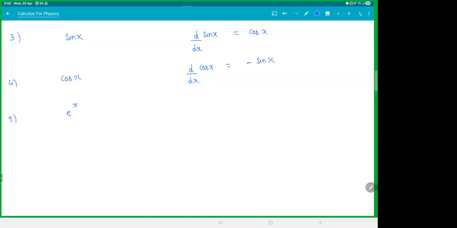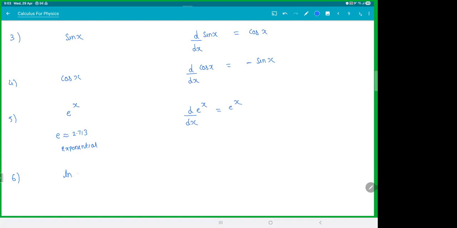e power x. This is a very important function. Just like pi, e is also a constant. The value of e is approximately 2.713. It is called the exponential. If you have not heard about it, just like pi is a value 3.14 something, e is also a value 2.713. This function is cool: if you differentiate e power x, you get e power x again. If you keep differentiating, you will get back the same function again.